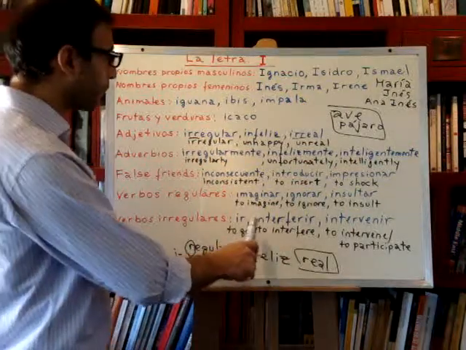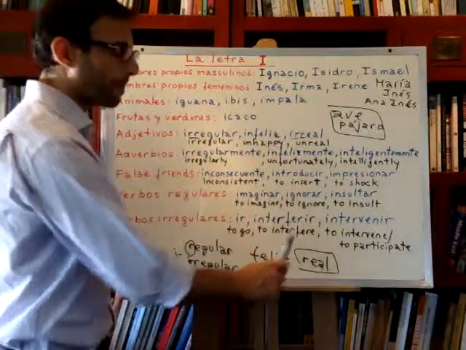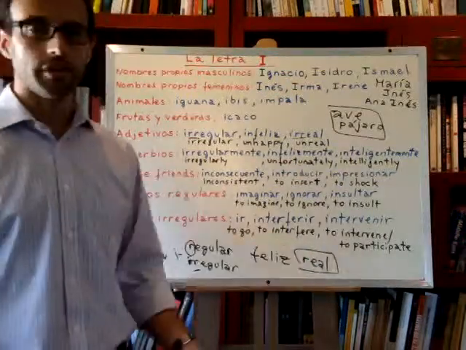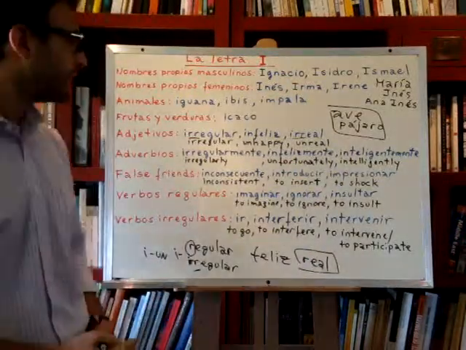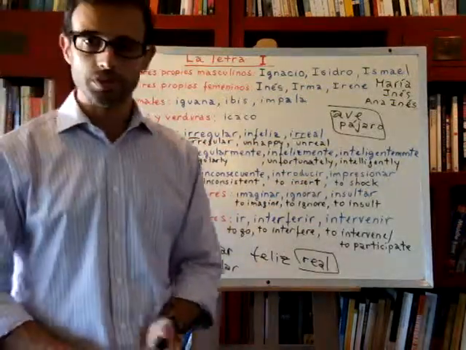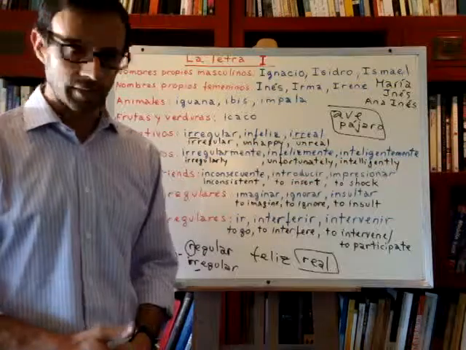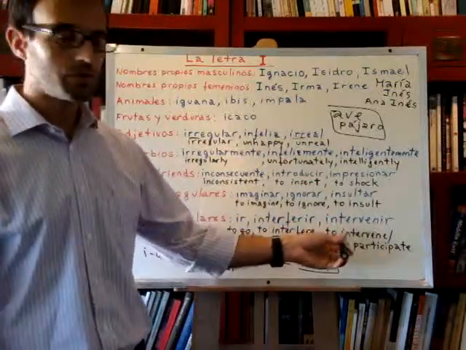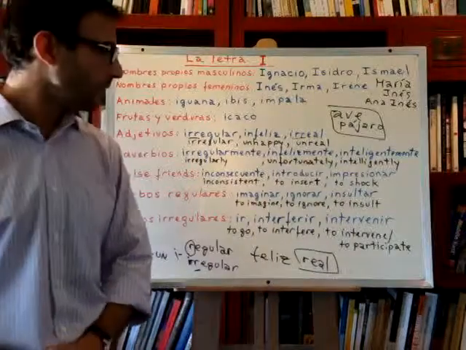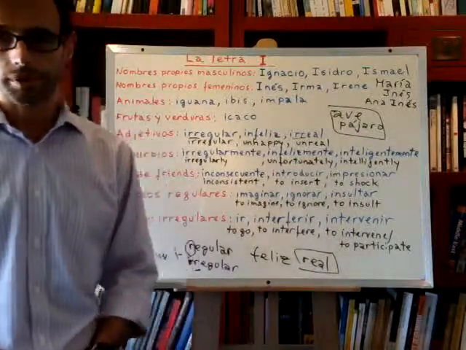We have also the verb interferir. Interferir. Interferir means to interfere. It is irregular, so I'll show you how to conjugate this in our next class. And also I'll show you how to conjugate the verb intervenir. Intervenir means to intervene or to participate.